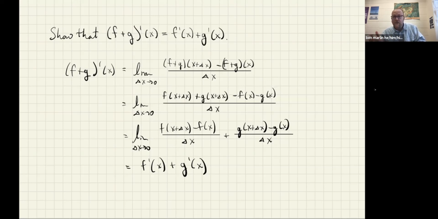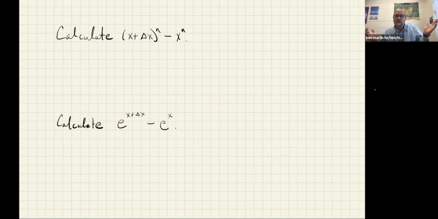So now that you have that rule, you can use it. Yay! Then there's a little something that we ought to work out, because it's going to show up in the classwork that you're going to do, and it may not be super obvious what I'm wanting you to do. So if I ask you to calculate x plus delta x to the nth power minus x to the nth power, what you need to remember is how squaring goes.